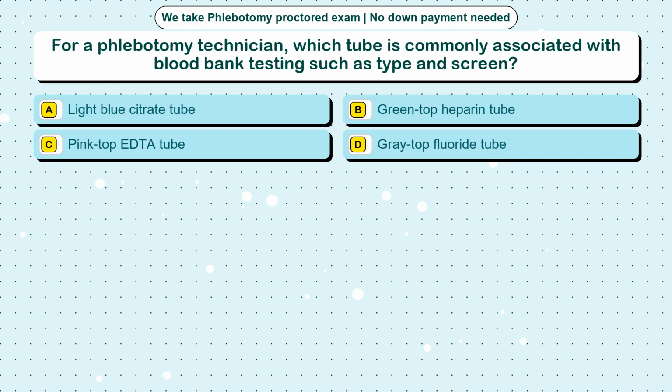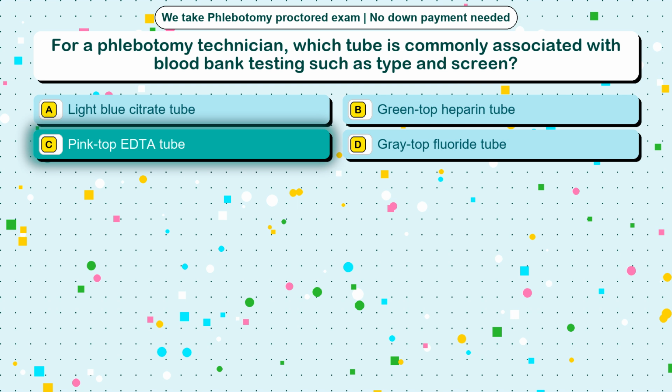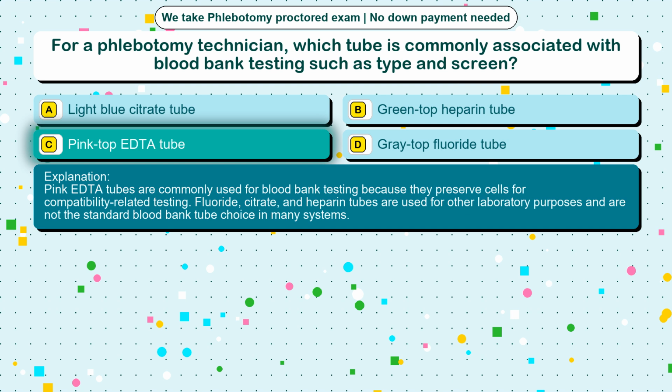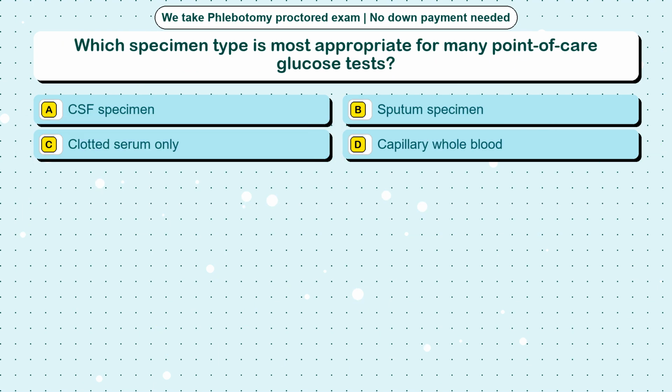Question 78. For a phlebotomy technician, which tube is commonly associated with blood bank testing such as type and screen? Option A, light blue citrate tube. Option B, green top heparin tube. Option C, pink top EDTA tube. Option D, gray top fluoride tube. The correct answer is option C, pink top EDTA tube. Pink EDTA tubes are commonly used for blood bank testing because they preserve cells for compatibility-related testing. Fluoride, citrate, and heparin tubes are used for other laboratory purposes and are not the standard blood bank tube choice in many systems.